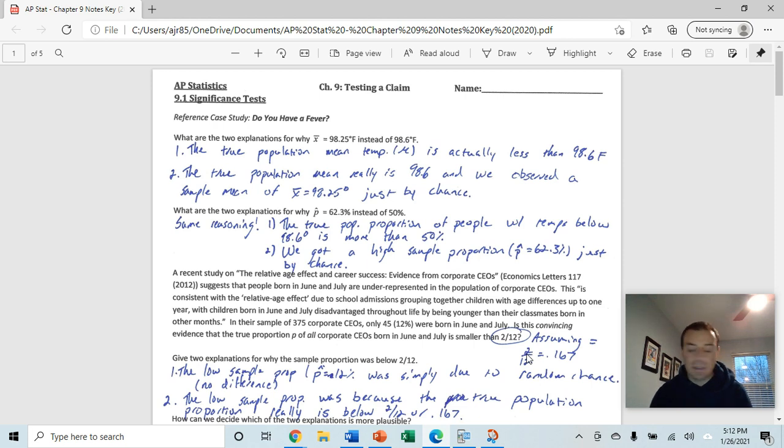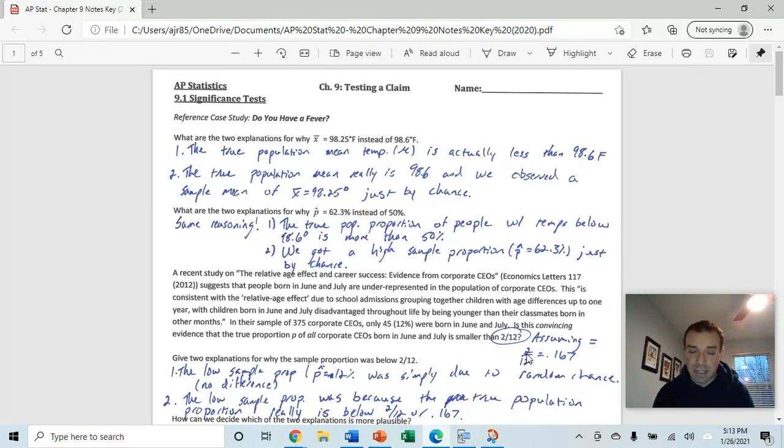All right, we are into chapter 9. This is perhaps the most important chapter in all of statistics. It deals with significance testing. As we talked about in the last chapter, inference related statistics with confidence intervals and significance tests is probably the most important aspect of the course.